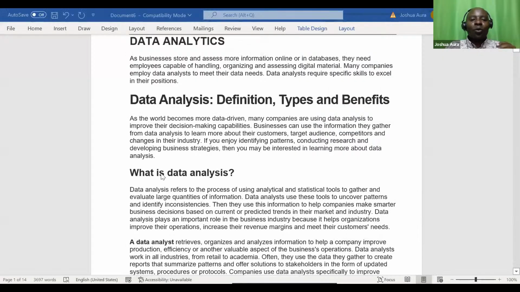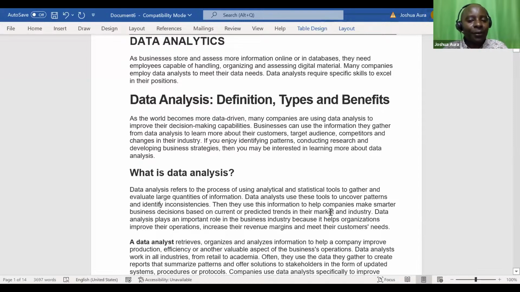Okay, so what is data analysis? Data analysis refers to the process of using analytical and statistical tools to gather and evaluate large quantities of information. Data analysts use these tools to uncover patterns and identify inconsistencies. Then they use this information to help companies make smarter business decisions based on current or predicted trends in their market and industry.